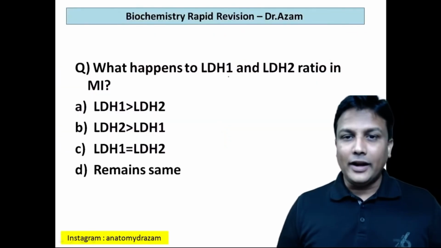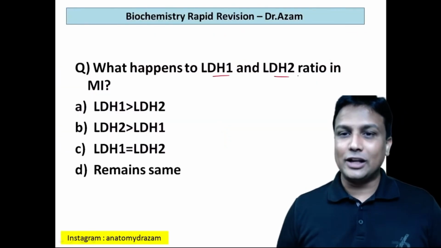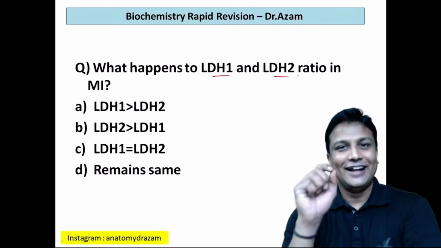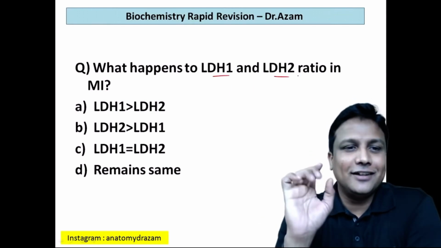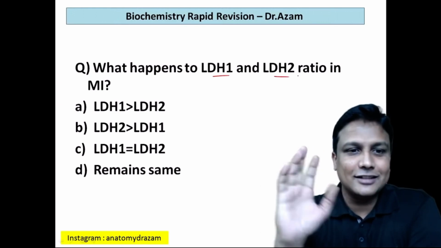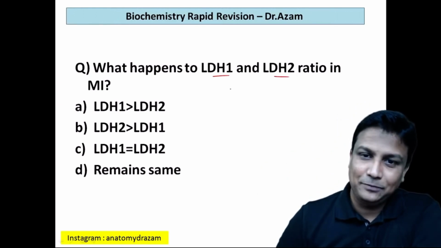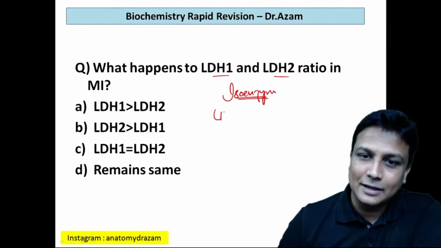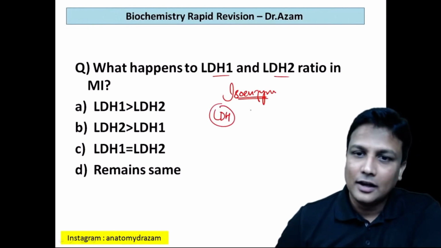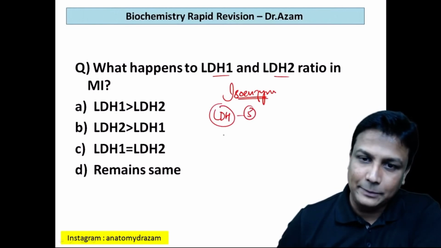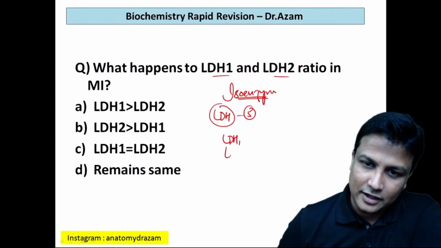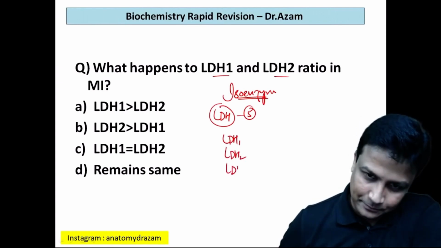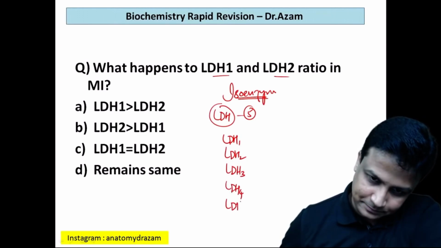Next one, sir. What happens to the LDH1 and LDH2 ratio in myocardial infarction? Hello, my dear friends. Another update here. Nowadays they are asking even about the isoenzymes. Nowadays they are asking questions regarding the isoenzymes in your exam. And for isoenzymes, you have to remember one example, that is LDH, lactate dehydrogenase. How many isoenzymes do you have, sir? Five of them: LDH1, LDH2, LDH3, LDH4, and LDH5.